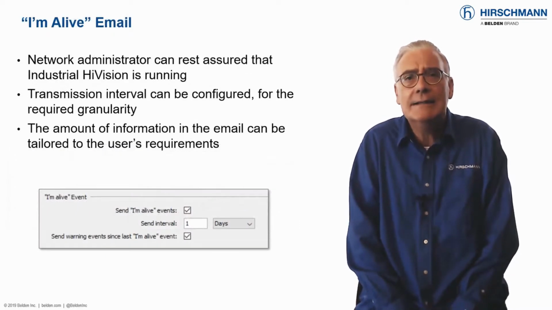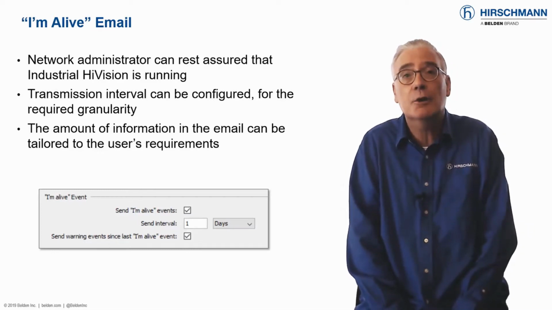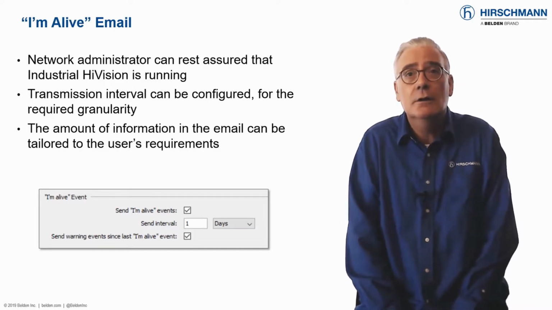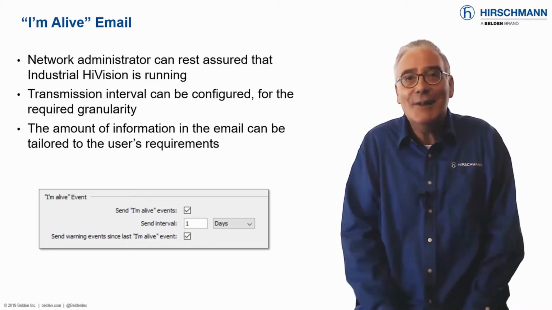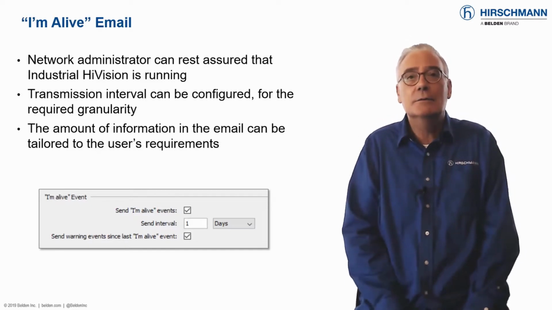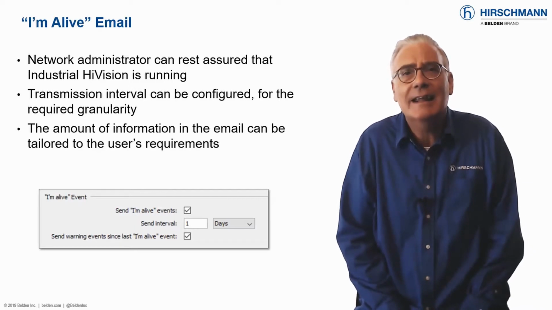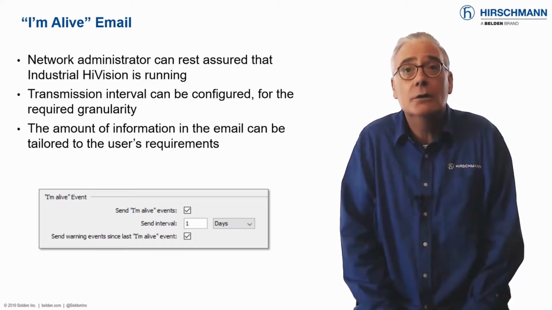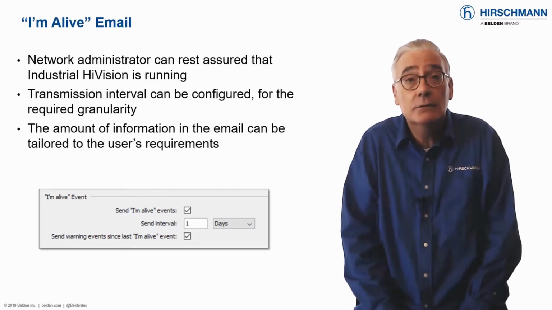There are many ways that Industrial HiVision can notify you or your colleagues about network problems. See the event handling video for more information. But all these techniques rely on one thing. Industrial HiVision must actually be running when the problem occurs. With the reliability of today's hardware, it's very likely that Industrial HiVision will not have stopped. But how can you be sure? Especially if the application is running on a remote PC.